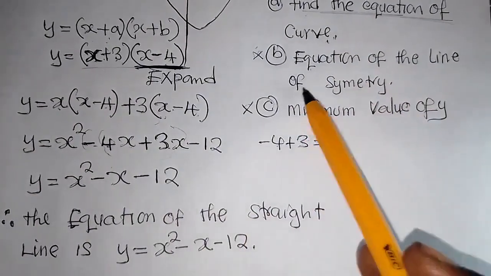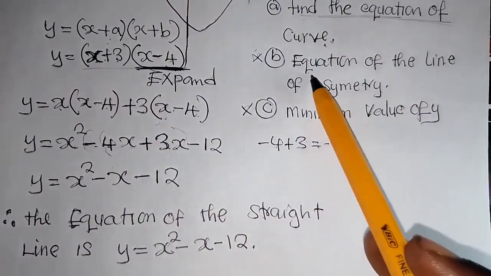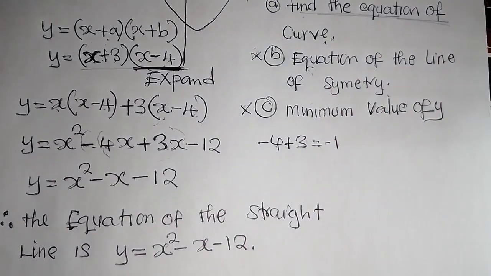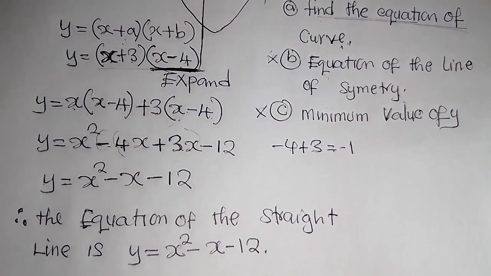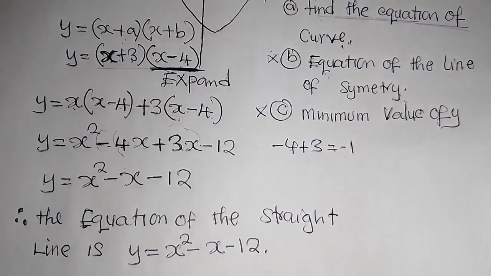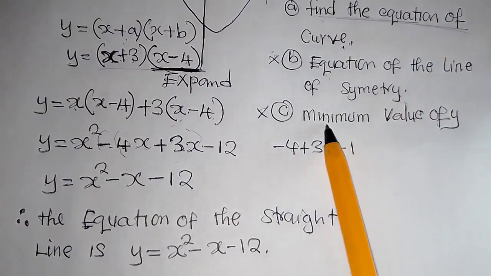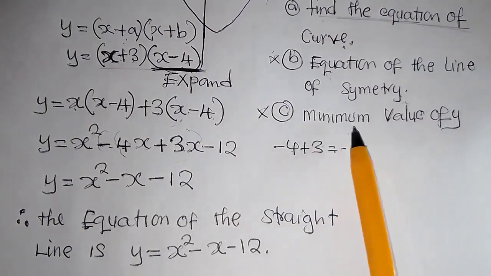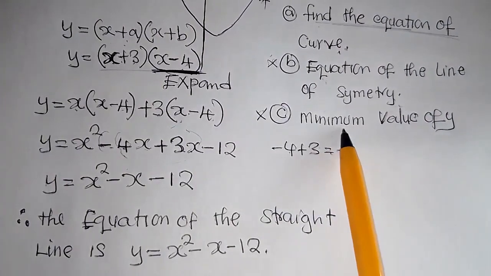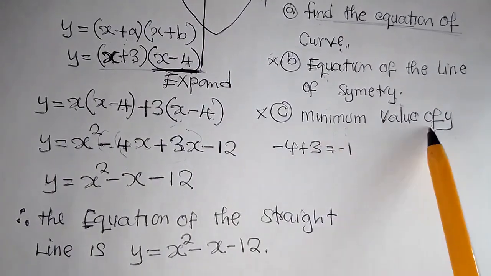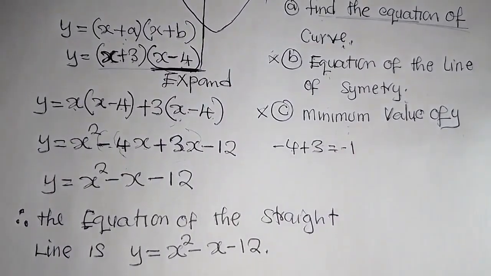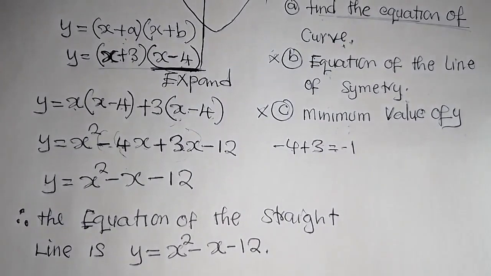Equation of the line of symmetry. So we find the equation of the line of what? Symmetry. Let us find the equation of the line of symmetry. So how can we find the equation of the line of symmetry? What we are going to do is this. And have you seen this other question? This is the minimum value of y. So we also want to find the minimum value of y.